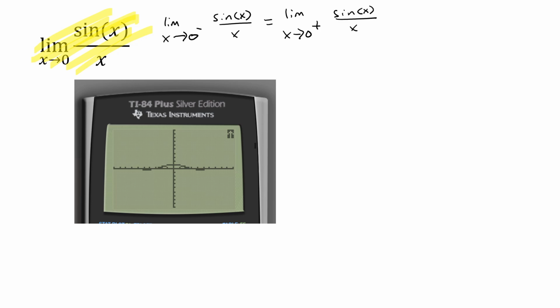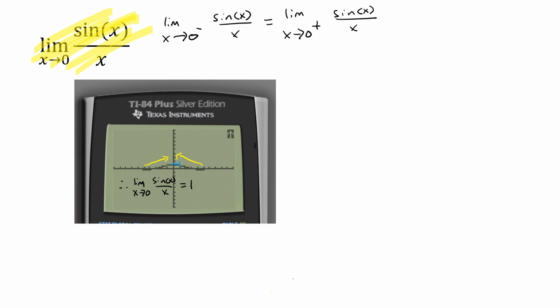So if we see here, to the left of this function, sine of x over x, we're talking about the limit as x approaches 0 to the left, we see that this would equal 1. And then, of course, to the right, this would also equal 1. So then we can say, therefore, the limit as x approaches 0 of sine of x over x equals 1. Okay, so hopefully that makes sense.